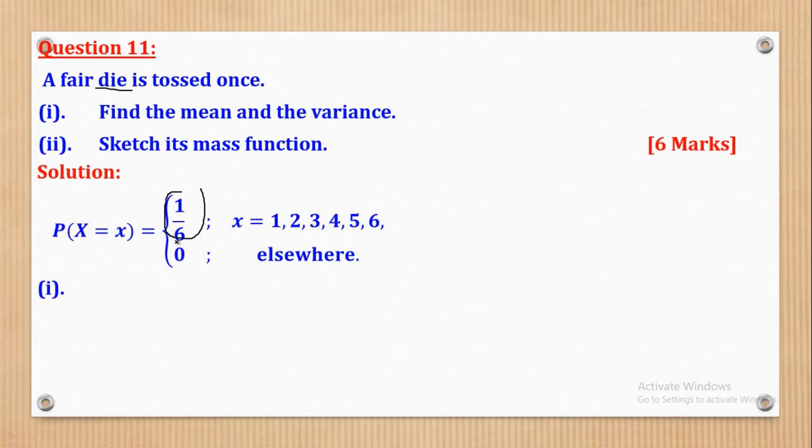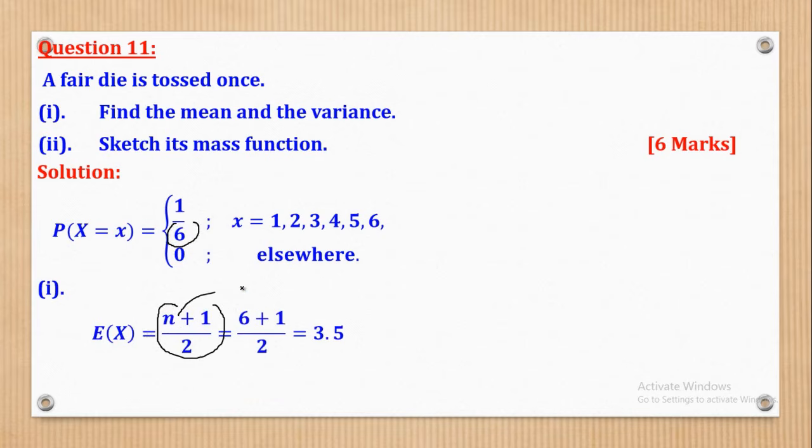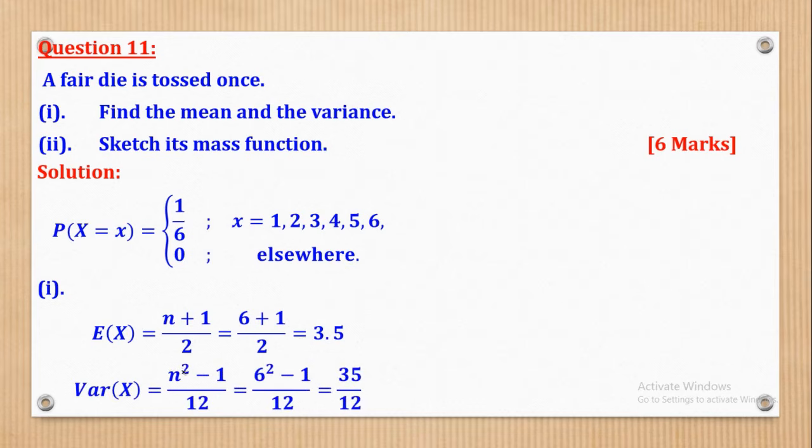Therefore, now that means that our value of n is 6. Therefore, when I come here, remember the formula, that mean is n plus 1 over 2. So I substitute for n to come up with mean as 3.5. What about variance? Variance is n squared minus 1 over 12. So substitute for n to come up with variance as 35 over 12.